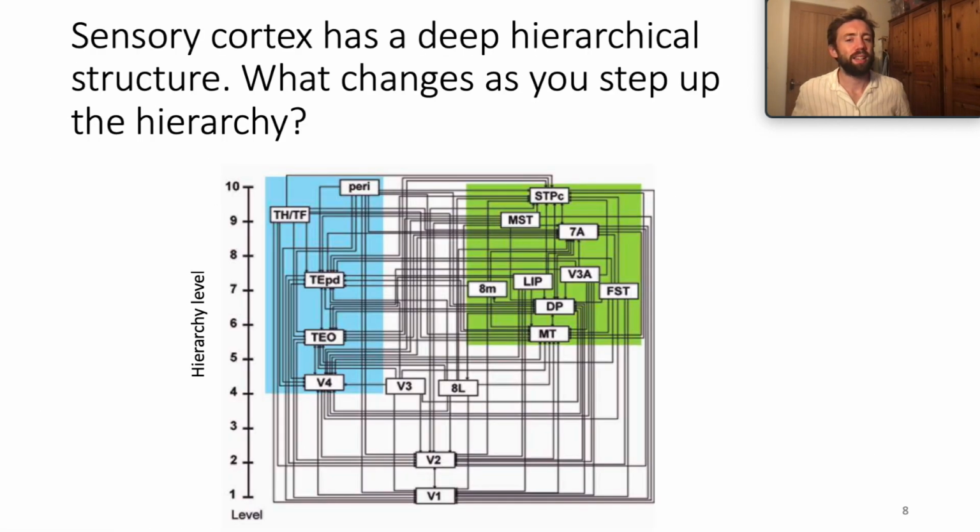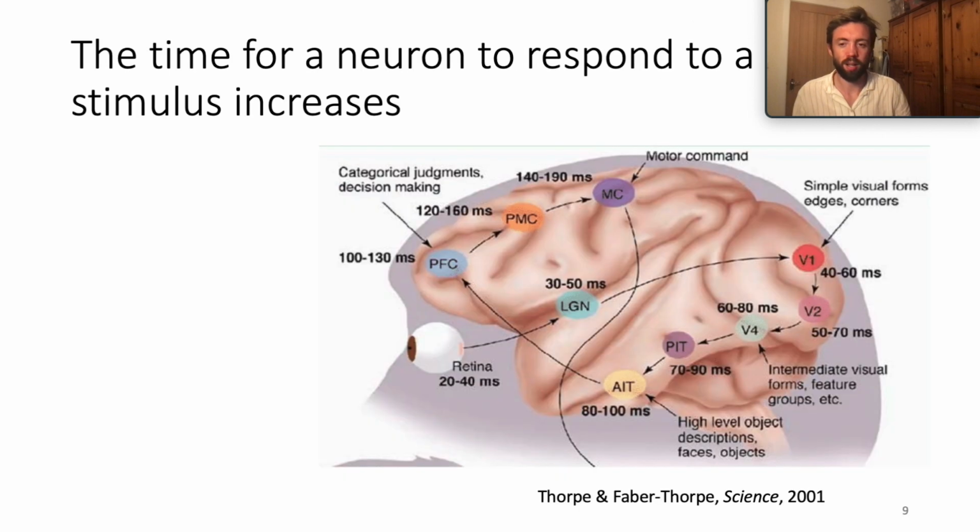So we've seen in the first slide that the sensory cortex, at least in the primate brain, has this deep hierarchical structure. So what does that mean? What actually changes in the brain as you step up these hierarchy levels? Well, the first thing, and perhaps the most important thing, is that the time for a neuron to respond to a stimulus increases. So here we can see a standard hierarchical path of visual information through the brain.